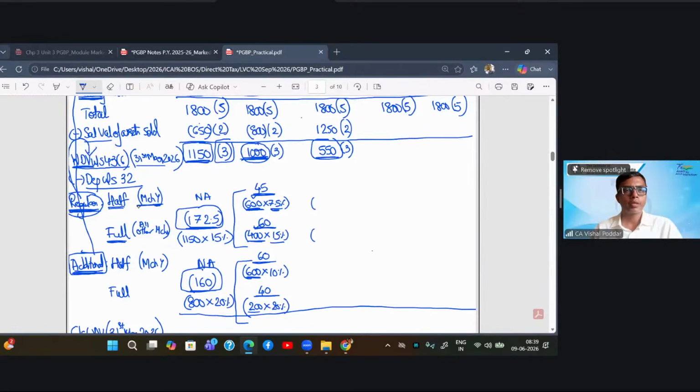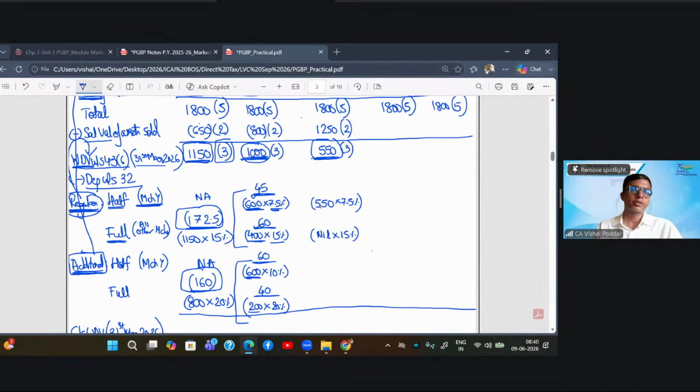For half, we have to take the value or the cost of machinery Y. Now what is the cost of machinery Y? The cost of machinery Y is 600. But interestingly, I don't even have 600 as a balance. If I do not have 600 as a balance, I cannot take depreciation of 600. Now I have no choice but to take depreciation of 550 at the rate of 7.5, which is half. And since I have taken this 550 here, for full there is no balance left, because my entire WDV got used up for half.